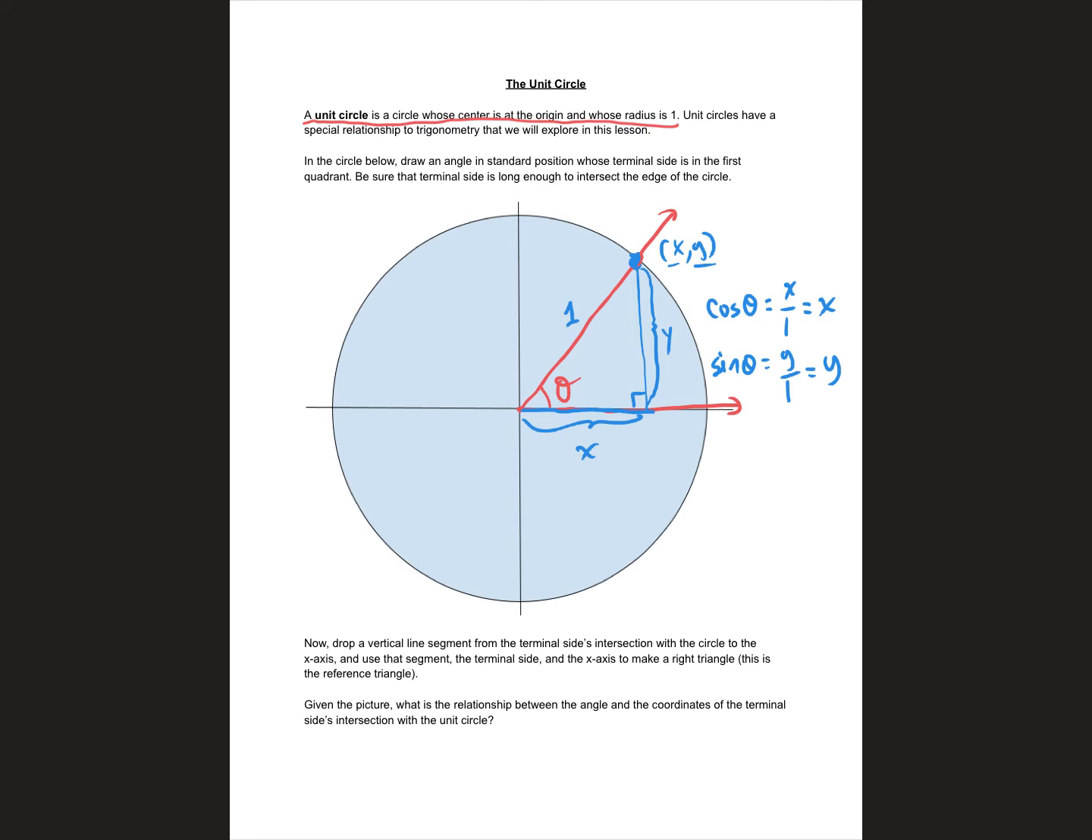So that means if I look at any coordinate of any point on this circle, and I think about the angle whose terminal side crosses through that point, the coordinates of that point are cosine of that angle and sine of that angle. So when we deal in the unit circle, the hypotenuse is always 1.